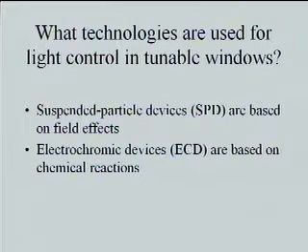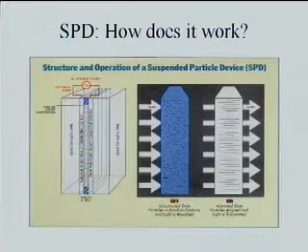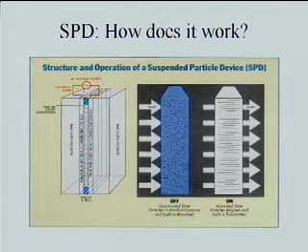SPD technology allows you to control the amount of light passing through the glass manually or automatically. There is actually technology that allows you to do it automatically when a photocell is installed on the side of the glass. So how does it work? There are rod-like particles suspended in a solution. When voltage is applied, it allows the light to go through, and when you turn off the voltage, it goes dark.